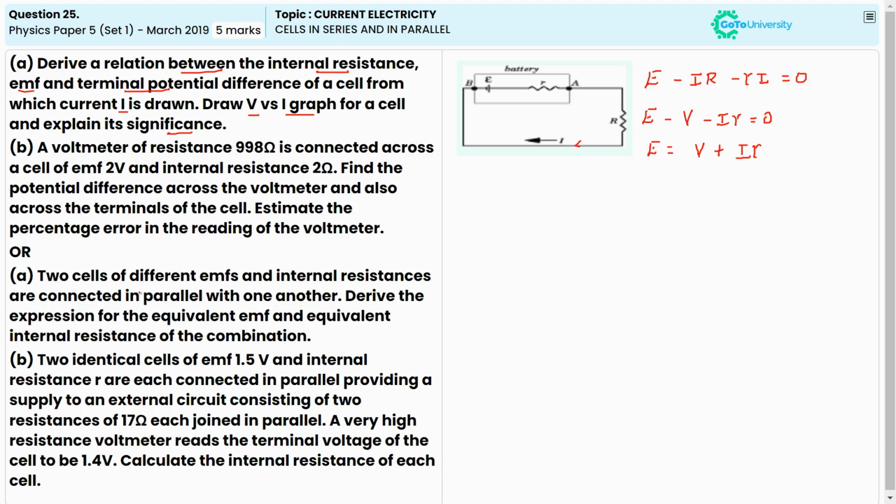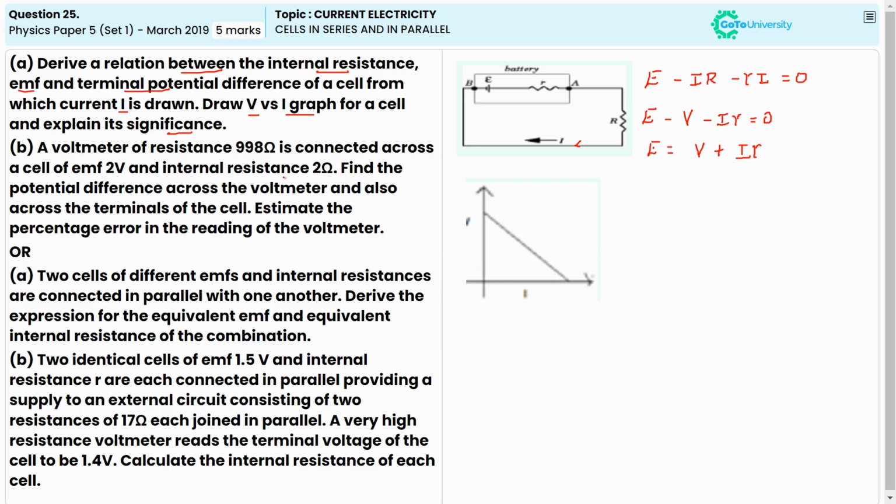Next, draw the V versus I graph. That means this is the V versus I graph. If the current I increases, the voltage gradually decreases. Coming to the significance: to find the EMF and internal resistance of the cell, we require this graph.